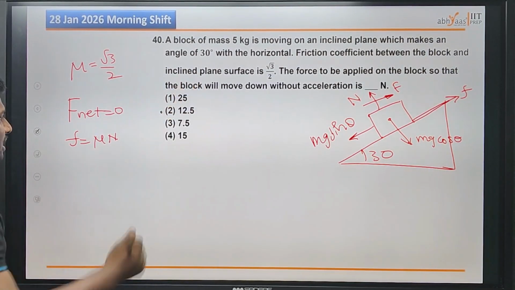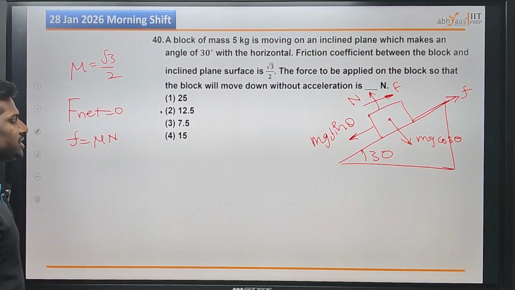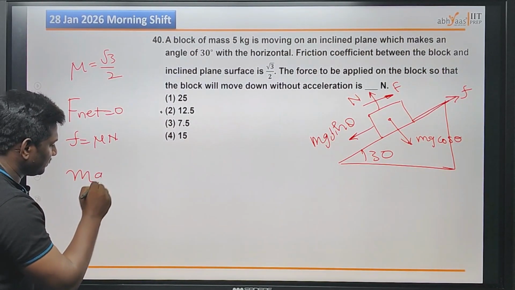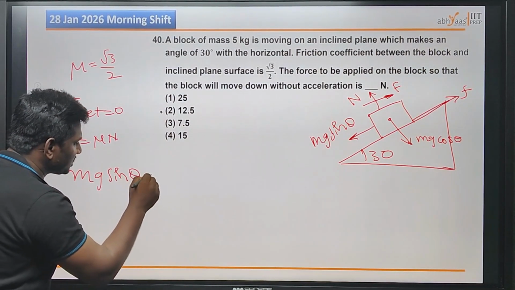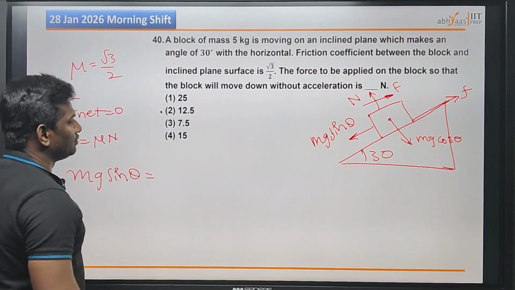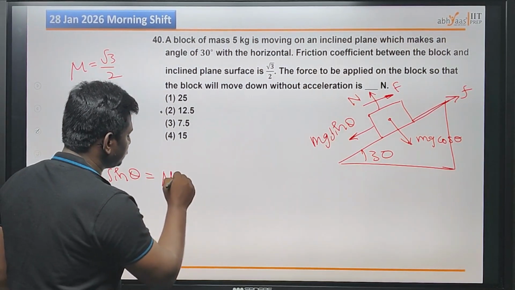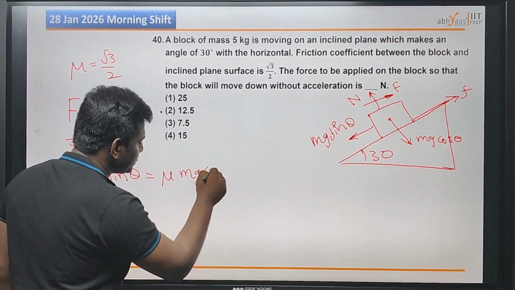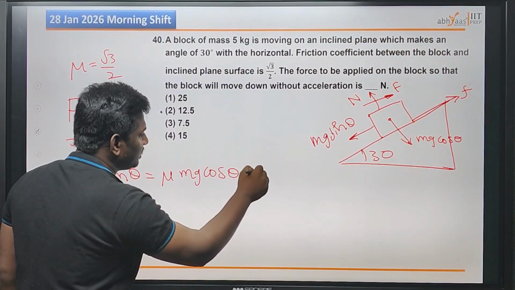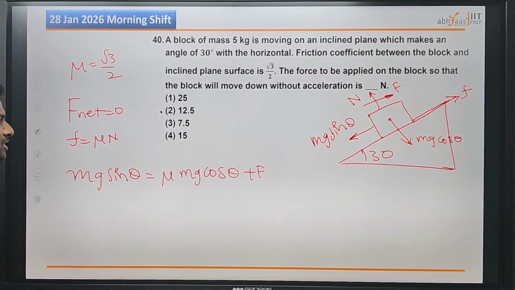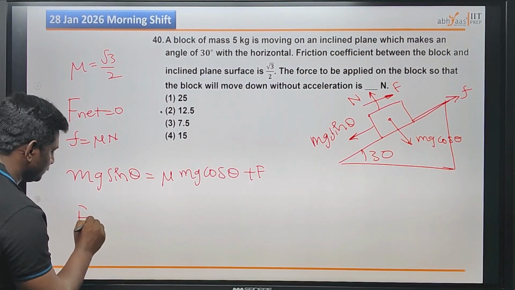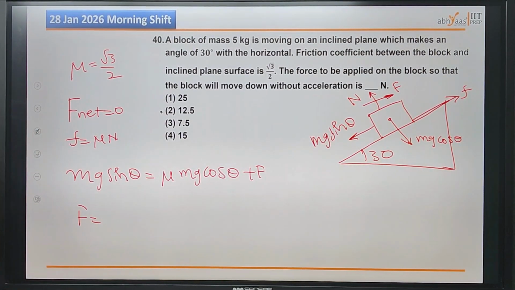One more force is there. So at equilibrium position, mg sin theta equal to mu N, that is nothing but mg cos theta plus F. I want to find F. So I am writing here M. What is M? M is 5 kg. G they have not mentioned. That's why I am taking 10.